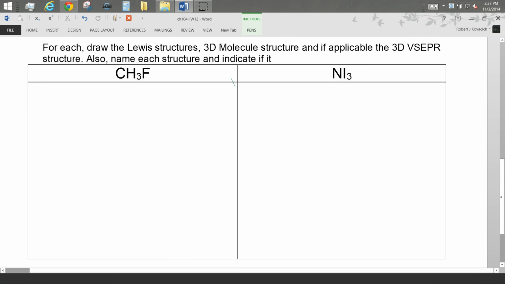All right, so we want to draw the Lewis structure, 3D model, and then a VSEPR 3D if it applies. So how do I draw the Lewis structure for this? What do I need to do first? How many valence electrons you have? So I've got 4 for the carbon, 3 for the hydrogens, and 7 for the fluorine. So how many is that? 14.